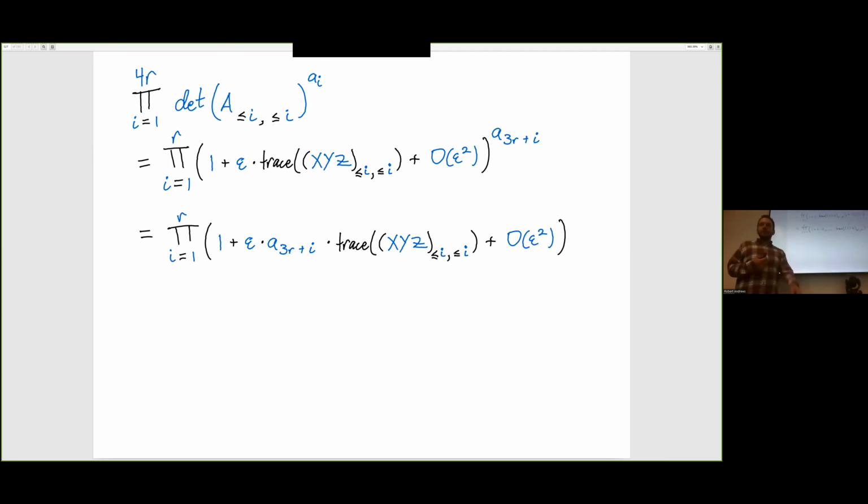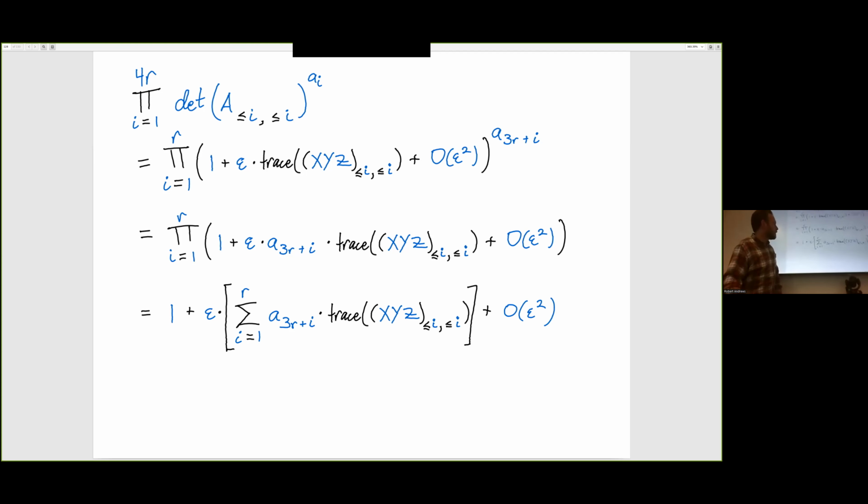Now I've got this product. The constant term is still going to be 1. What's the linear term? We can figure that out. It turns out that the linear term is the following thing.